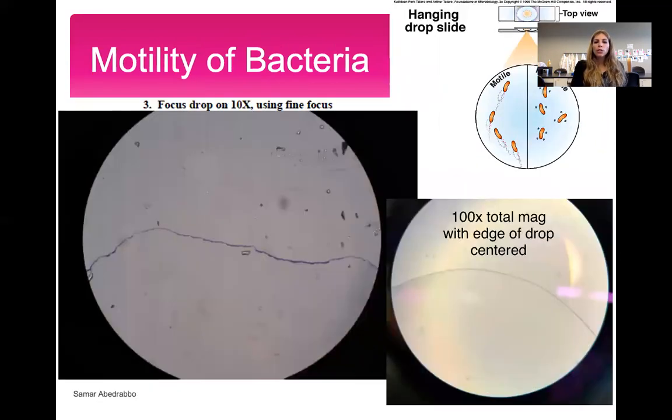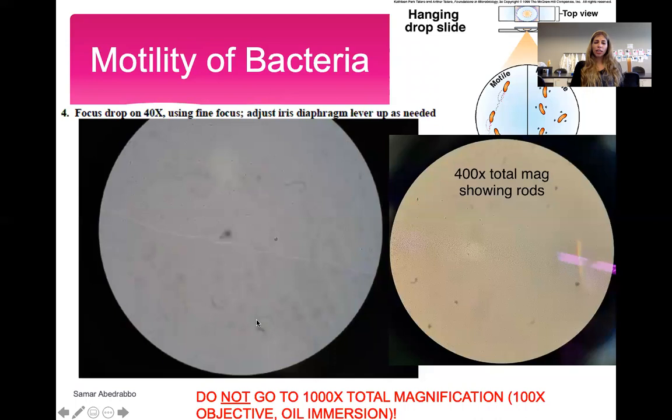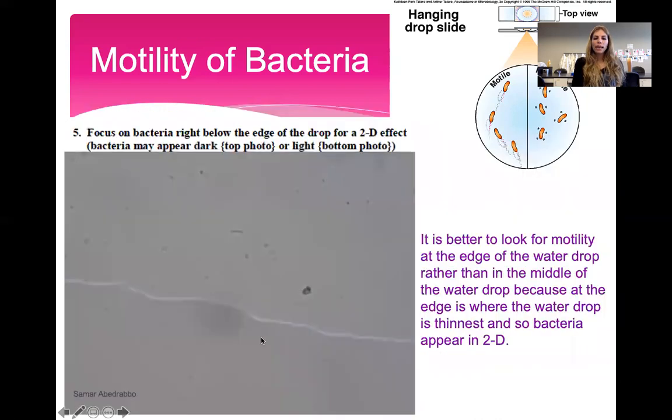And then you slowly build up your magnification to 10x, or 100x total magnification, and you center one edge of your drop of bacteria. And then the highest magnification you're going to go to is 400x total magnification, which is 40x objective magnification. And then you're going to focus on one edge of the drop and look at it. These images are not very clear, but in this image, if you really look close, there are rod-shaped bacteria. And these are still images, so obviously you cannot see motility with them. And I will show you a video.